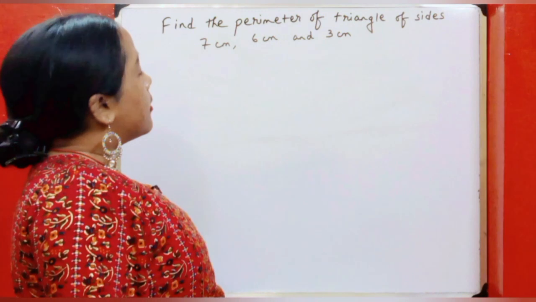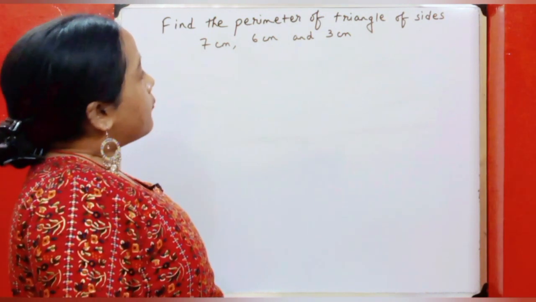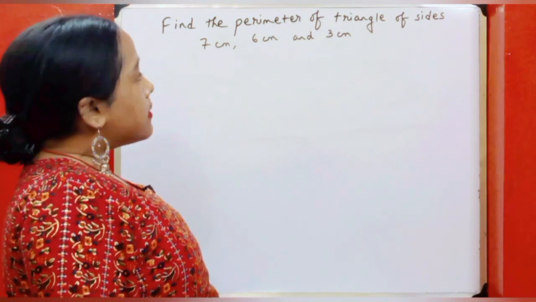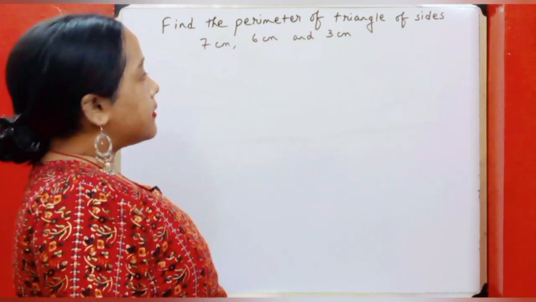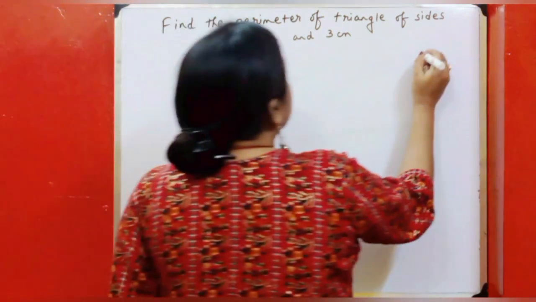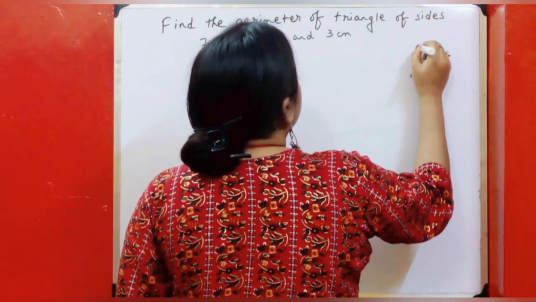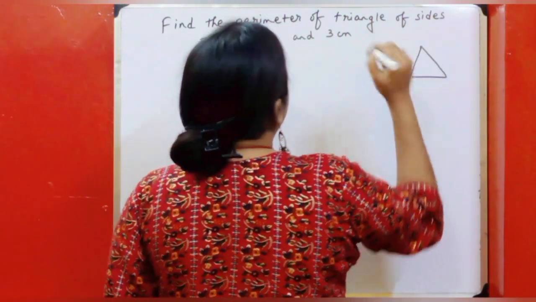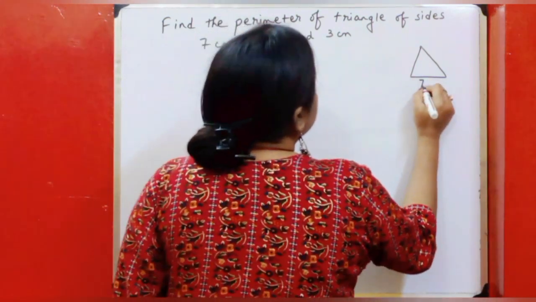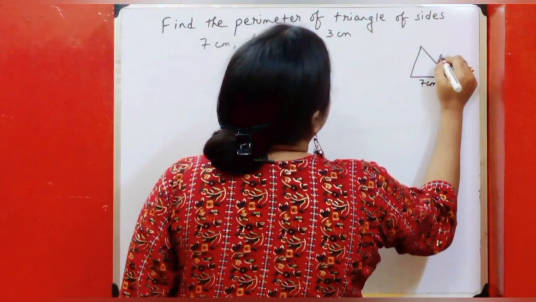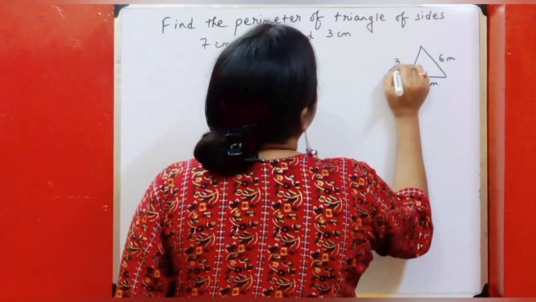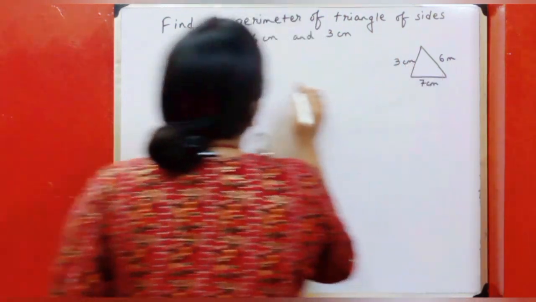Next, find the perimeter of triangle of side 7 cm, 6 cm and 3 cm. So it's a triangle. Definitely scalene triangle. So 7 cm, 6 cm, say 3 cm. So perimeter.